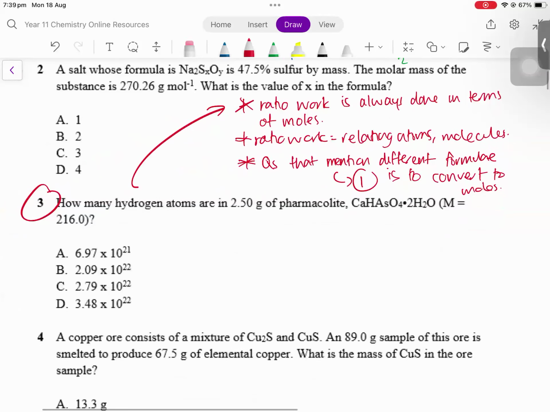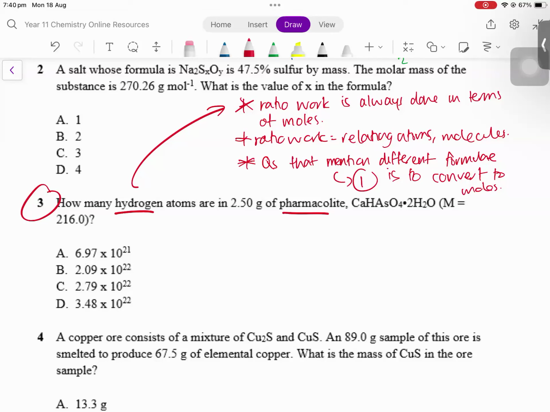Okay. So in this case, I've identified they've asked you for hydrogen, but they've given you pharmacolite. When I mean different formula, I mean like one is H2O and the other one is NH3 or something. Two different chemical formulae. So they've given me pharmacolite in question 3, and they've asked me for hydrogen. Those are two different things. Don't know how I'm going to get to hydrogen yet, but step 1, I need to change the 2.5 grams into moles in the first place.